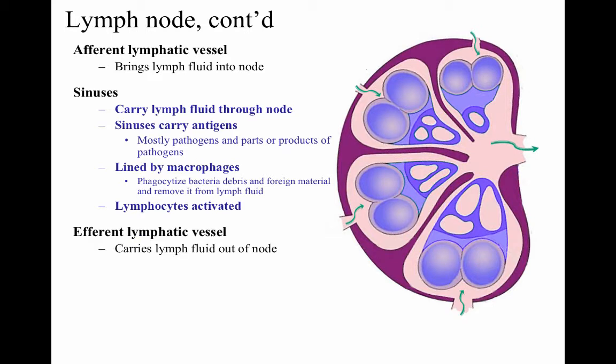Lymphocytes are activated, and we see that activation. When lymphocytes are activated, they change and adjust to go ahead and fight any foreign bodies that enter the lymph node. The efferent lymphatic vessel carries lymph fluid out of the node.